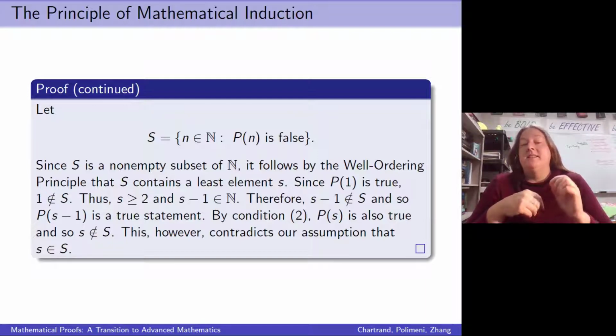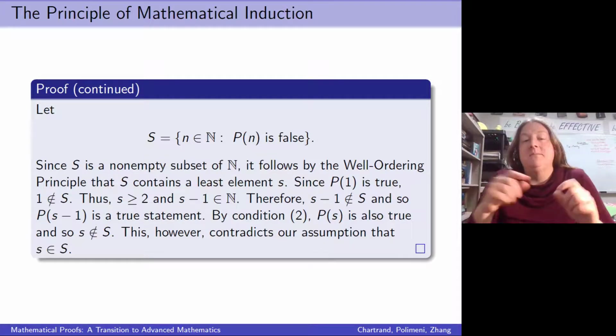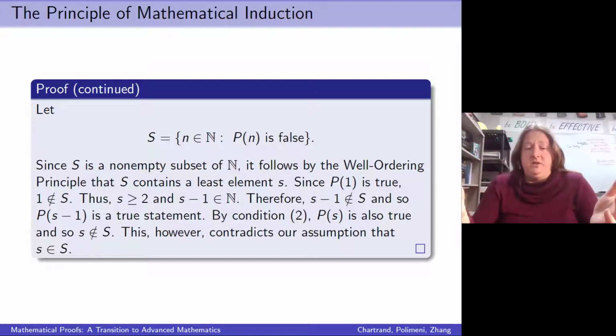And we know that S is the least element, the smallest element, the minimum element in the set S, which means that S minus 1 is a positive integer still, since S is greater than or equal to 2. And we know that S minus 1 is not in my set S. So P of S minus 1 must be a true statement.